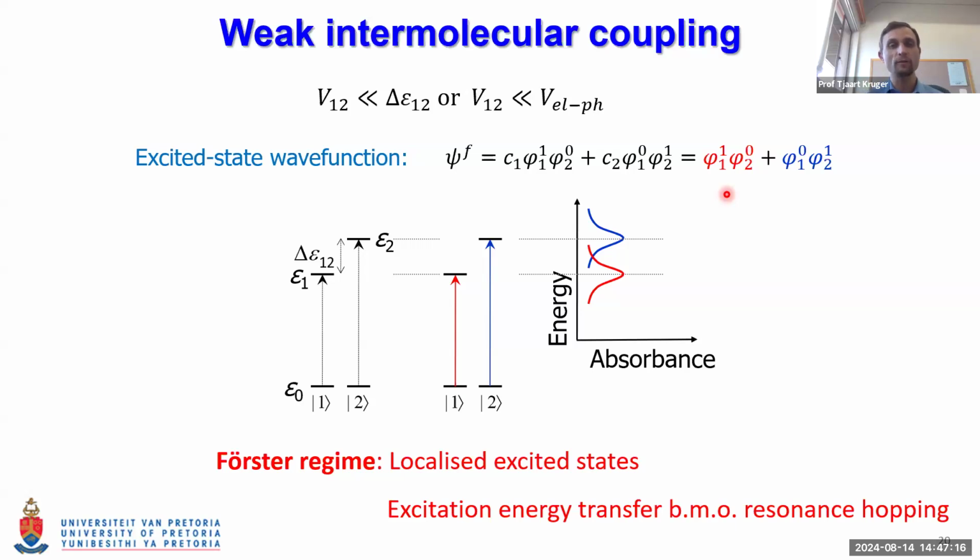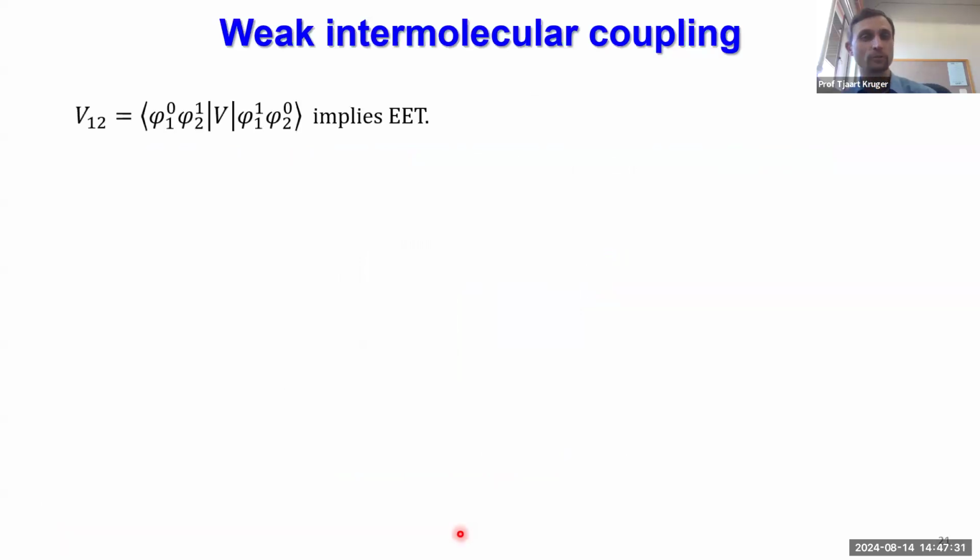Okay, so in this regime where we have the weak intermolecular coupling, that's called the Förster regime, because Förster was the person who worked out the underlying theory. This gives rise to localized excited states and excitation energy transfer by means of resonance hopping. Okay, so let's have a look into that. Our interaction potential, the one which we have seen before, okay, this implies energy transfer. If we look at this, and we have energy transfer from the molecule 1, which is excited, to molecule 2, which is excited. Okay, so what is the timescale of this excitation energy transfer?